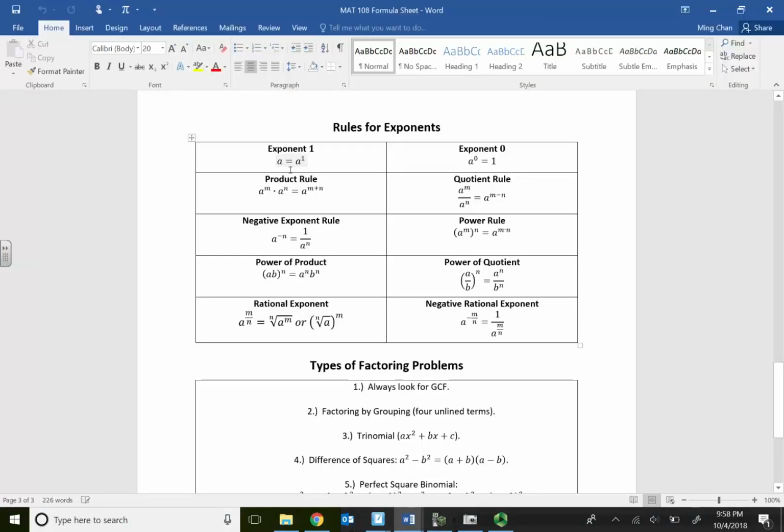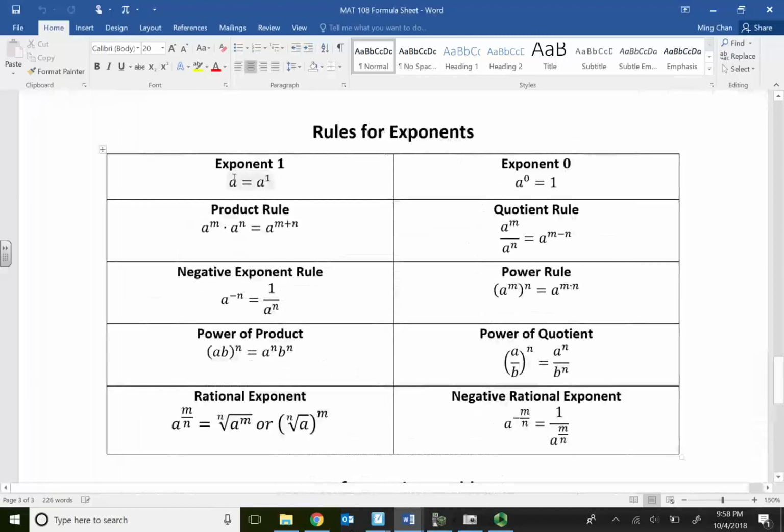As you can recall, the different exponent rules: we can have exponent 1 for any real number a. When you don't see an exponent, it's automatically assumed to be 1. And when the variable has exponent 1, that's considered linear. Zero exponent: any real number to the 0 power is always going to be 1.